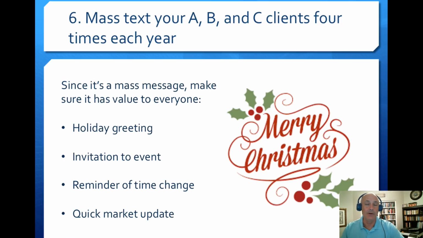Number 6, mass text your A, B, and C clients 4 times each year. Since it's a mass message, you want to make sure it has value to everyone. So, hey, Jim and Sally, Merry Christmas. Hope you guys have a great New Year. Jim, your favorite realtor. Invite them to an event. Remind them of the time change. Give them a quick market update. Hey, Susie, just want to let you know that real estate sales in our market are up 12% this year over last year. If you're thinking about selling, this is the time to get the best possible price. Let me know how I can help. Real short, simple message. And remember, you're using variable data, so each message is personalized.